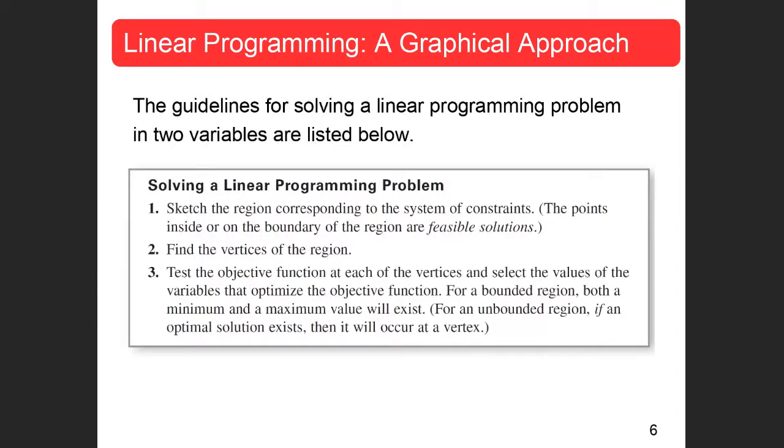The guidelines for solving a linear programming problem in 2 variables are listed below. Step 1, sketch the region corresponding to the system of constraints. The points inside or on the boundary of the region are feasible solutions. Step 2, find the vertices of the region. Step 3, test the objective function at each of the vertices and select the values of the variables that optimize the objective function. All right, so let's do an example.